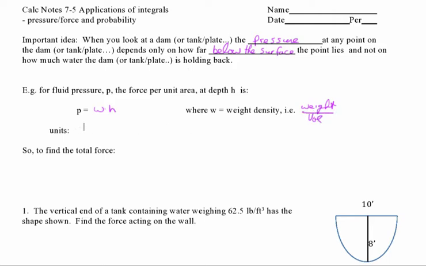So the units of this are going to be pounds per cubic foot, right? The weight divided by the volume, times the depth, which would be feet, and we get pounds per square foot, and that should agree here, force per unit area. All right, to find that total force, the first thing we're going to do, as always, is look at one slice. So we're going to say we have our fluid pressure times our area, and then that's one slice, and we'll sum them up.